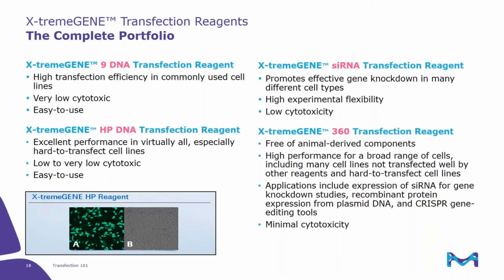The Extreme Gene 360, launched in early 2019, offers efficient delivery of DNA, siRNA, miRNA, and Cas9 RNP complexes into all cell lines, ranging from common to difficult. In addition, Extreme Gene HP and 360 are both free of animal-derived components. All Extreme Gene products show high cell survival, minimal cytotoxicity, and have simple protocols with easy optimization.